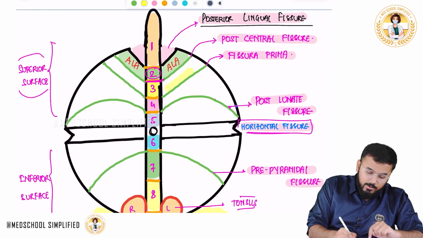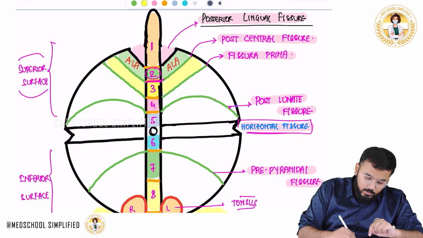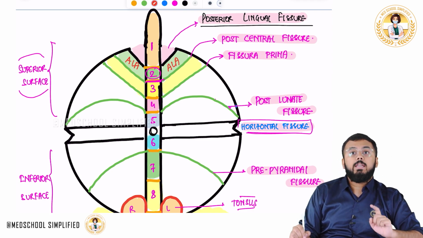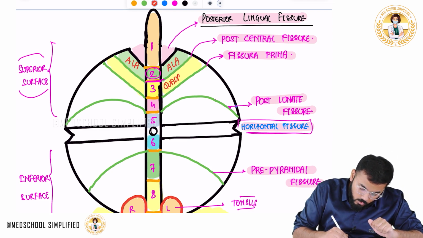Now the second important thing is on either side of the third lobule. This part of the cerebellar hemisphere is called the quadrangular lobe. What is this lobe called? This lobe is called the quadrangular lobule.